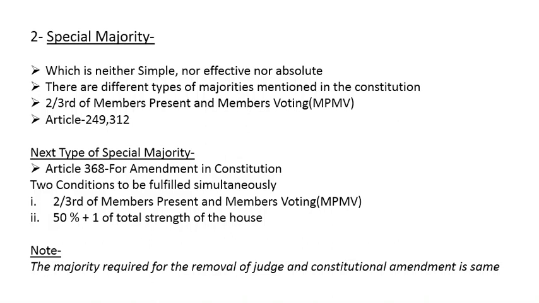One point to note here is that the majority required for the removal of judges and constitutional amendment is the same. However, impeachment of the president is a very tough task. Article 361 gives the entire procedure for the impeachment of the president, and it requires an affirmative vote from two-thirds of the total strength of the house. And this is really a very tough task, to get a president impeached in India.